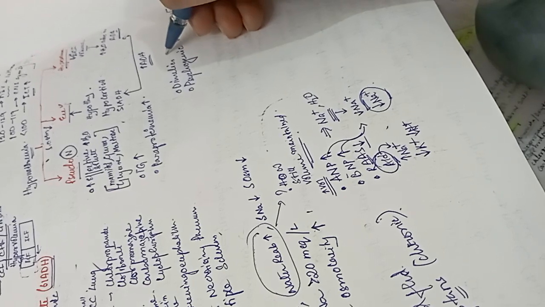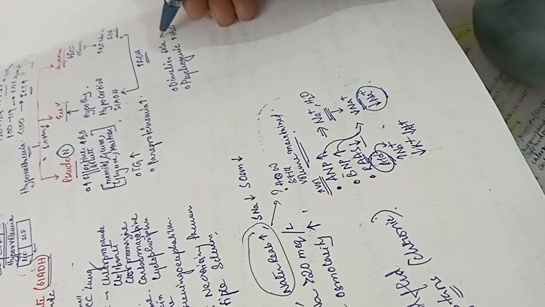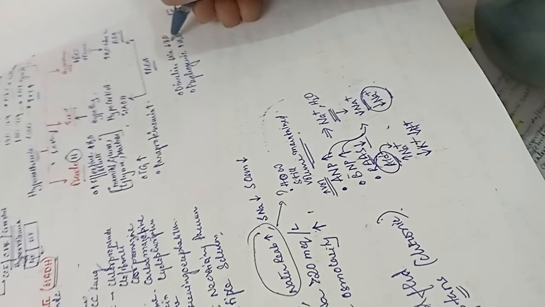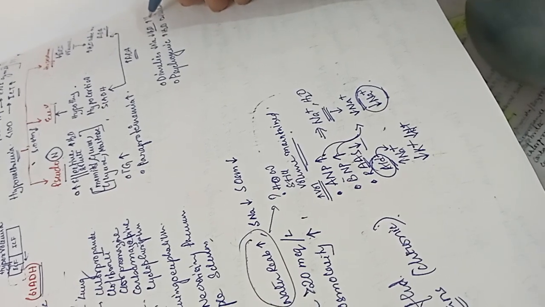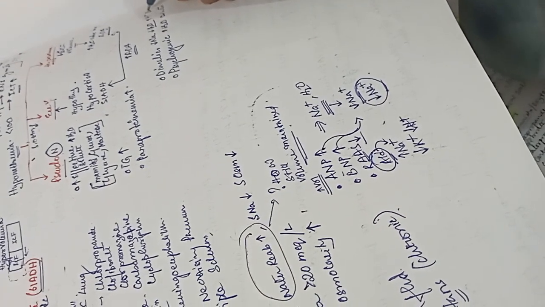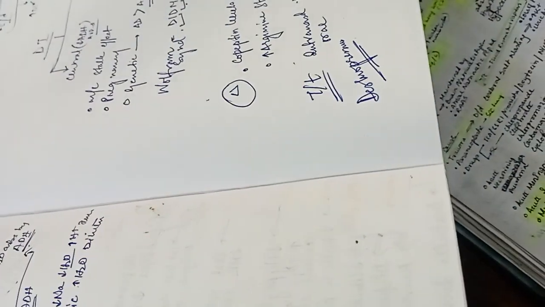Because diuretics also cause hyponatremia, and psychogenic increased water intake will also cause dilution. Diuretics will decrease sodium, decrease water, increase potassium. Just the opposite of this action, it is used here as a treatment.